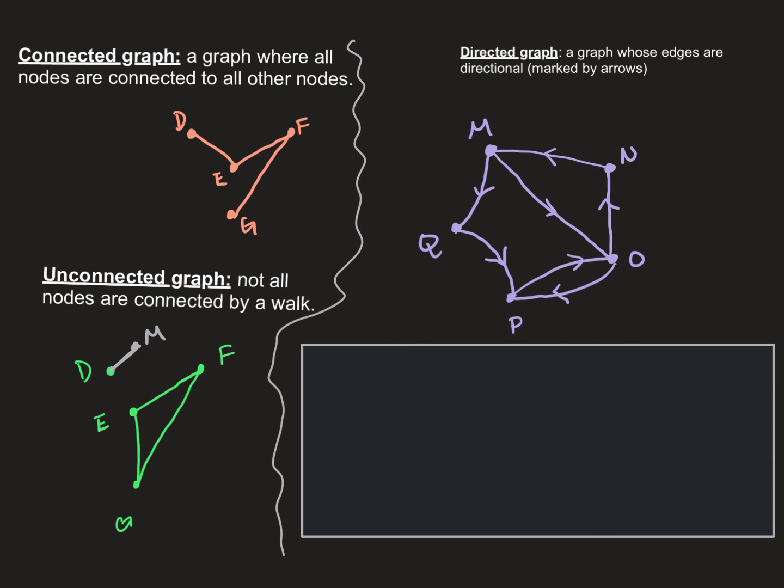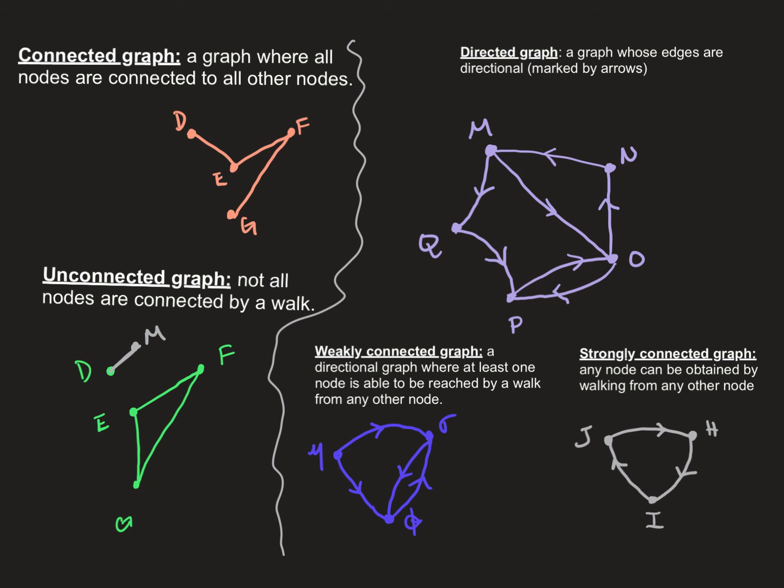And directions actually introduce something called weak and strong connection. A weakly connected graph is a directional graph where at least one node is not able to be reached by a walk from any other node.